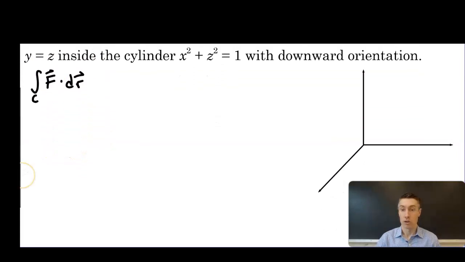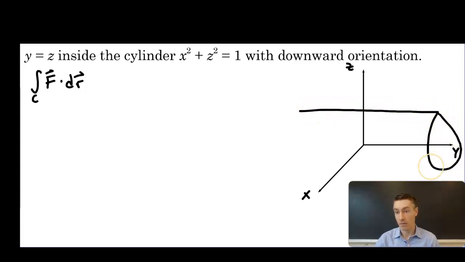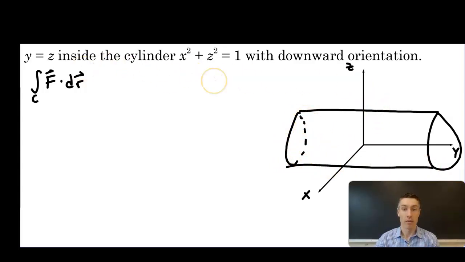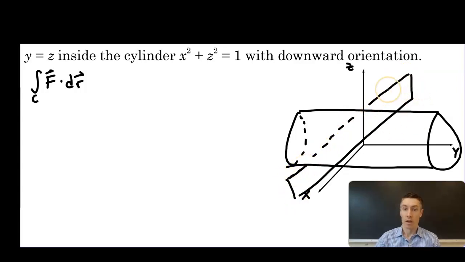So first thing, draw our region, so x, y, and z. We have the cylinder going along the y-axis. Okay, so there's our cylinder. Then we have y equals z, which is going to look like this. The intersection of those two is going to create the boundary curve, and that's important for us because that's what we're focused on.